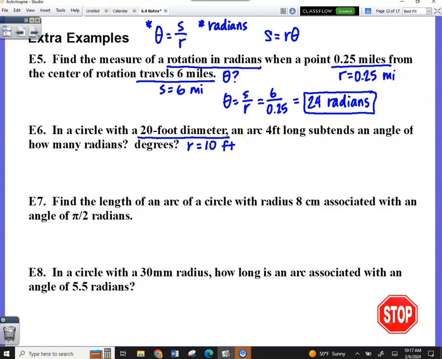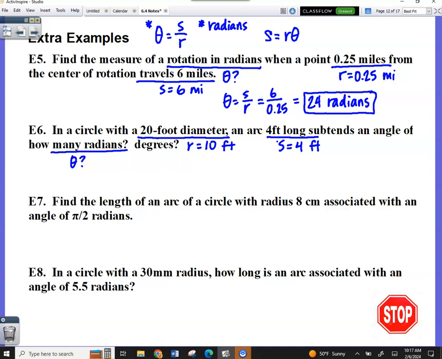It says, in a circle with a 10-foot radius, an arc 4 feet long subtends. This is another way of telling you distance traveled. Subtends means lays out. An arc 4 feet long is giving you S. It subtends an angle. So this arc that I'm going to lay out 4 feet long would create what angle in radians? So this is saying find theta, right?